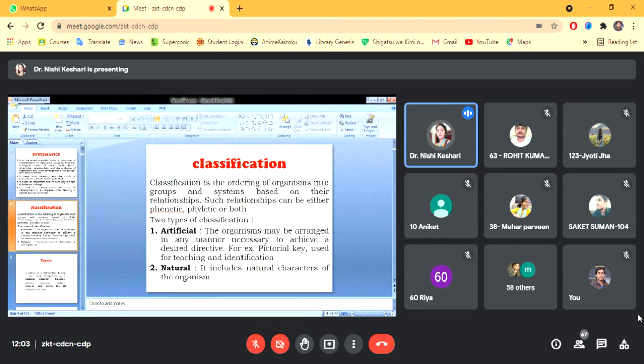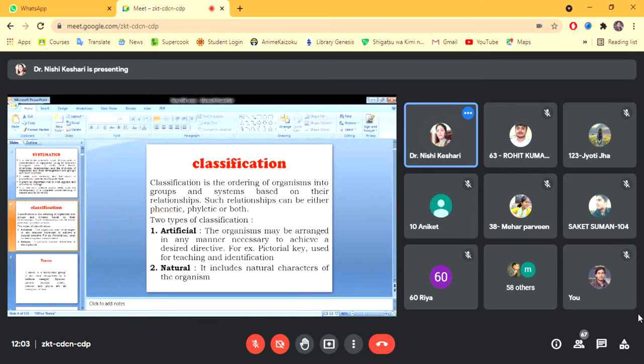And sometimes you find that these migratory nematodes, they are in different families, they have different characters. And these sedentary endoparasites like cyst and root gall nematodes, they have different characters. So they are grouped into different taxa. And natural means they already have characters which are found in other groups. So it includes the natural characters of organisms. So that is the natural classification.